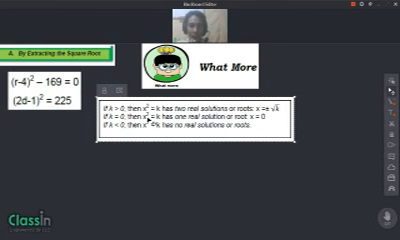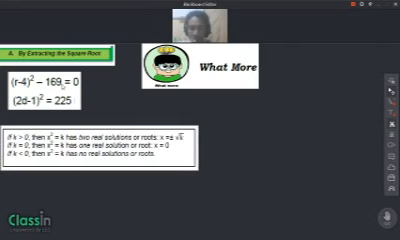Now if k is less than 0, then x squared equals k has no real solutions or roots, so it is imaginary. K is less than 0 if the value of k is negative. So negative is less than 0, so it has no real solution, so the roots are imaginary. So let us proceed to our problem.